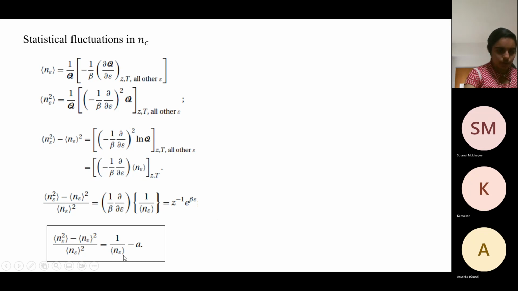Now, depending on what value of A you have, depending on the particles, you can get an expression for different types of particles. So for fermions, A would be 1, for bosons, A would be -1, and for Maxwell-Boltzmann, A would be 0, right? And you see that it matches for the classical case as well when you consider the Maxwell-Boltzmann case.